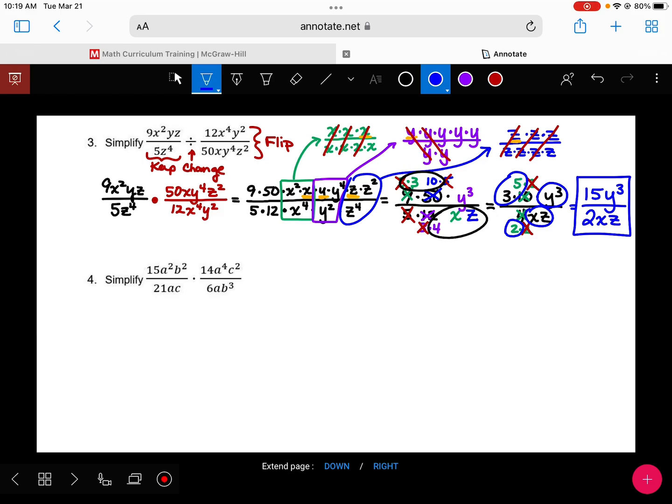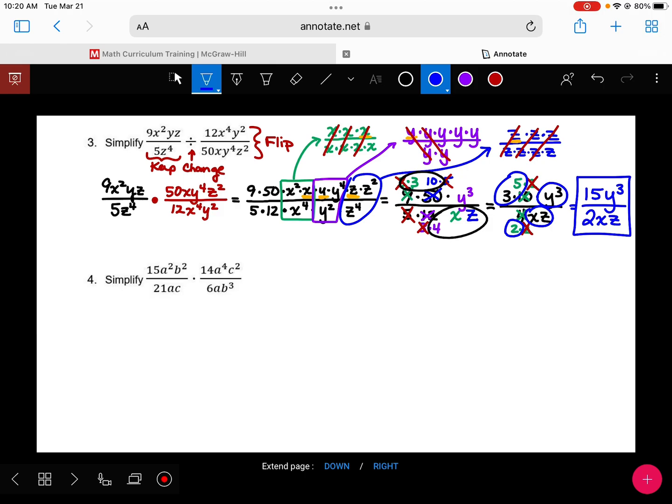Yes, ma'am. For number 4, do we do keep, change, flip? No. So number 4 is like this right here, after we did keep, change, flip. That's where we're starting, the step that we're starting this one at. So if there's division, we do keep, change, flip, and then we do it just like a multiplication problem from there. So this, I would do exactly like I did number 3 after I did the keep, change, flip. Does that help? Okay. What else do you guys want to see?